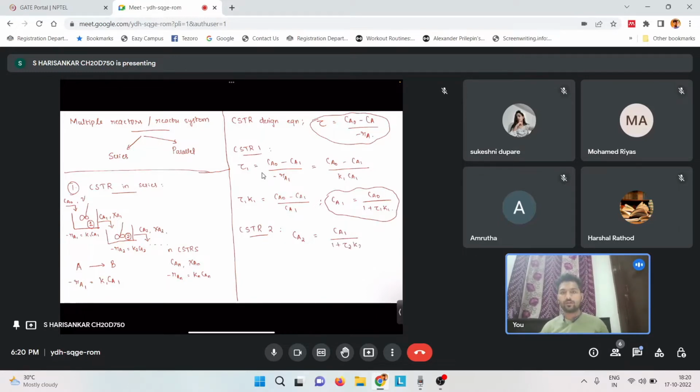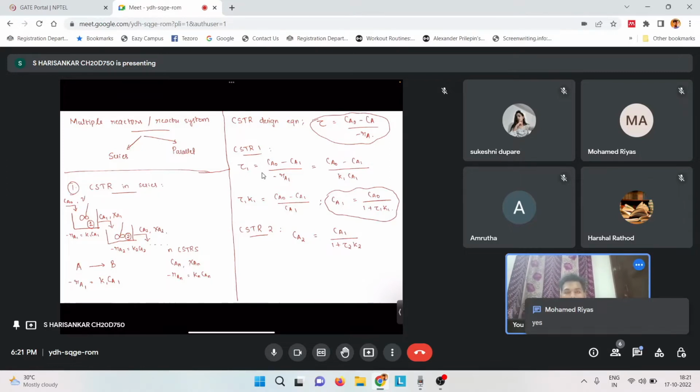You want me to write how we arrived at this equation? We just applied the design equation for CSTR2. So the inlet concentration for CSTR2 will be Ca1 and the outlet concentration will be Ca2. So we'll arrive at this equation Ca2 is equal to Ca1 by 1 plus tau 2 K2. Is this clear? Okay. So you can keep on applying now.